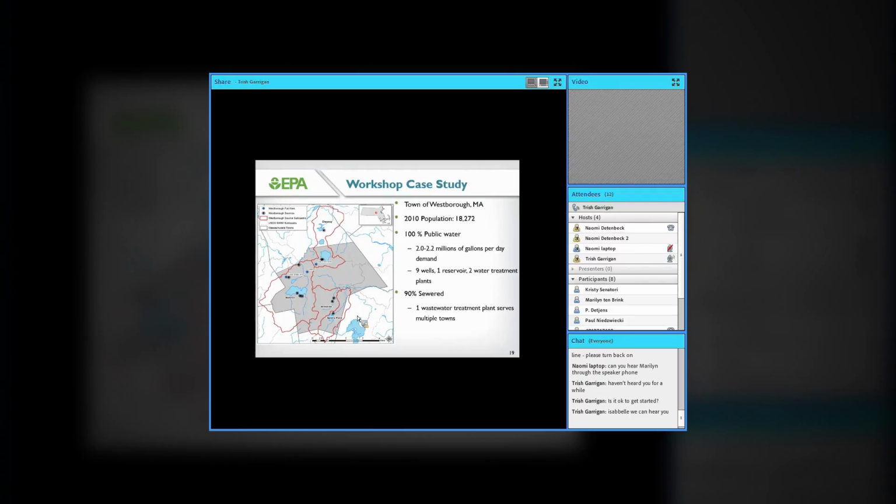Actually, this is the water treatment plant here. Here's the wastewater treatment plant. And it services multiple towns, not just Westboro. It's a huge treatment facility.